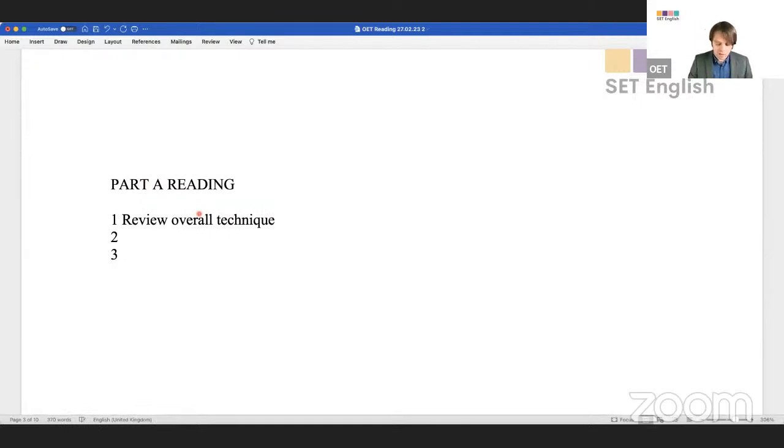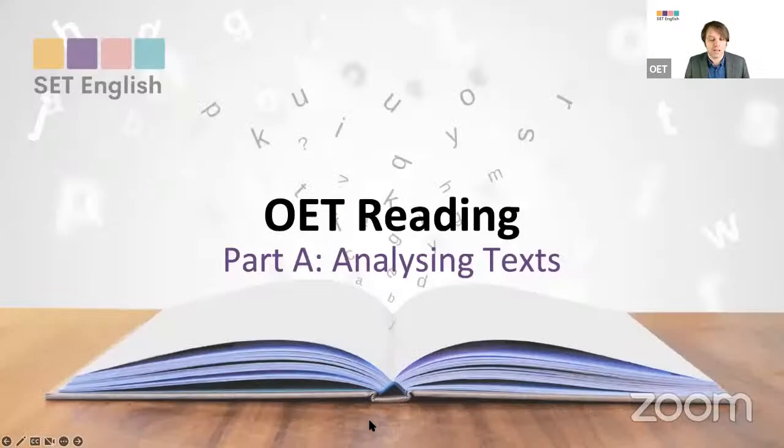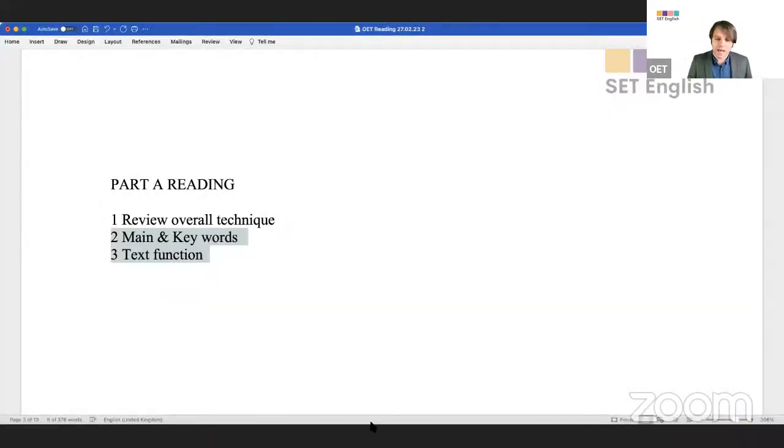We're then going to talk about main idea, and we're going to talk about keywords. Okay. Last thing we're going to talk about today is paragraph function or text function. Okay. All of these ideas here, all of these things are basically analyzing the text. And remember, today we're studying analyzing texts. Okay, so this is the structure of the class. This is the plan today.